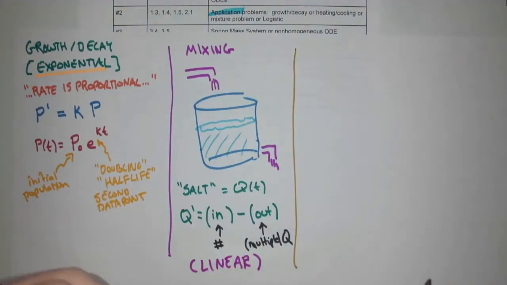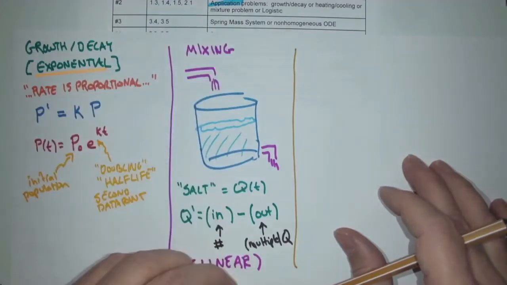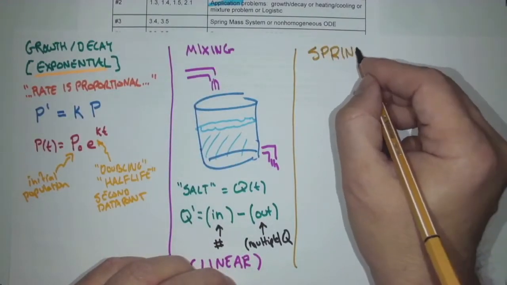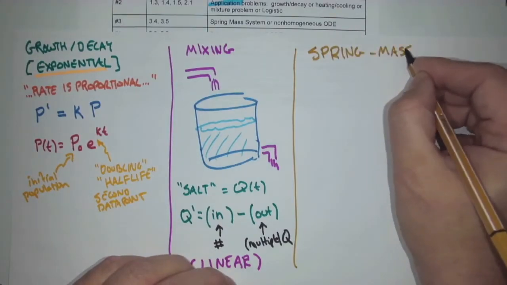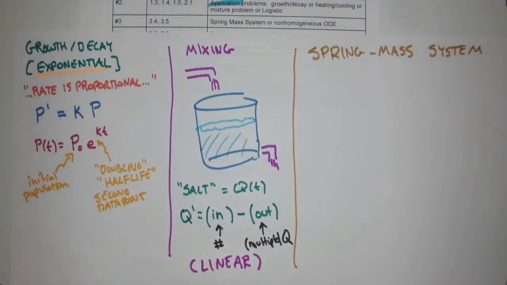Now, the other application I want to talk about, I'm going to skip logistic just because we've seen logistic. So in my mind, it's probably a lot less likely we need to worry about logistic. And so let's focus on things we need to worry about. The other thing, springs. So we want to talk about handling a spring mass system.